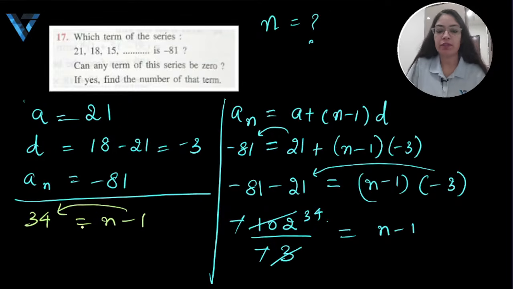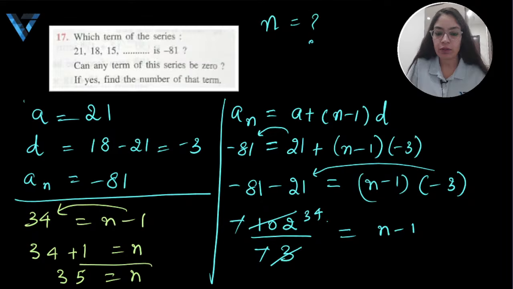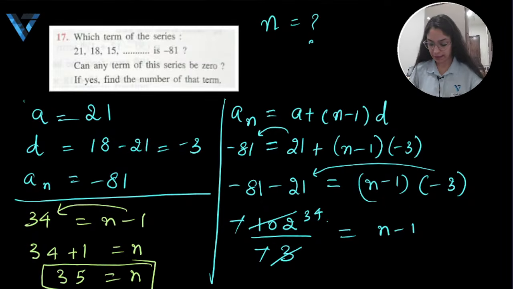So minus 1, when we shift to this side, it will become 34 plus 1 is equal to n. So n is equal to 35. So the 35th term of this AP is minus 81. So n is equal to 35. So the first part of the question is done.